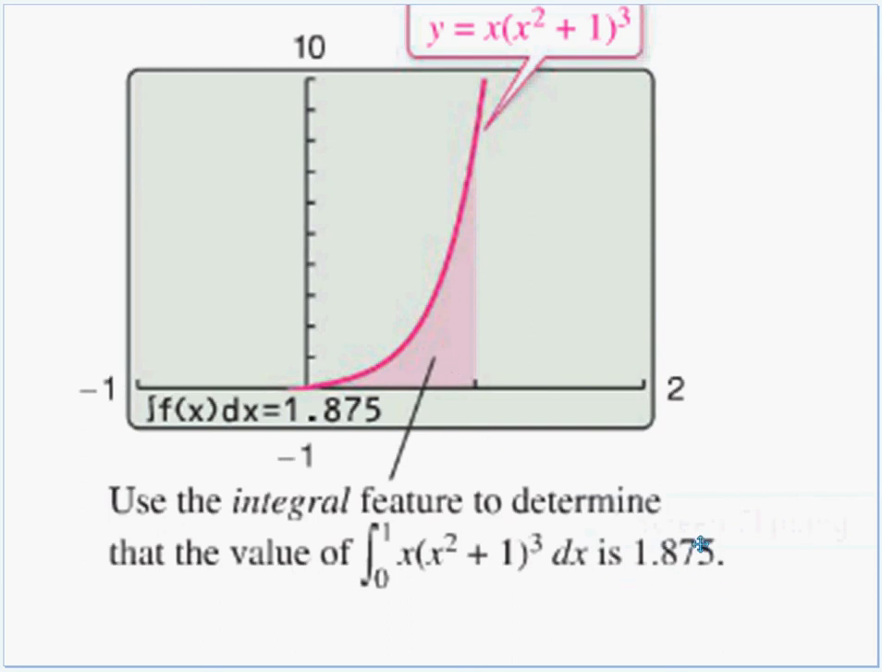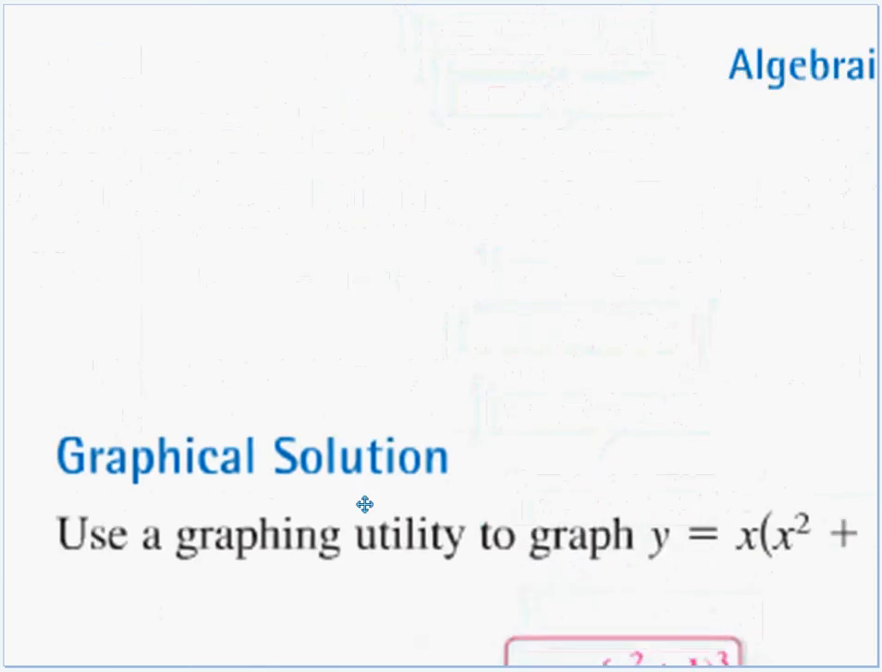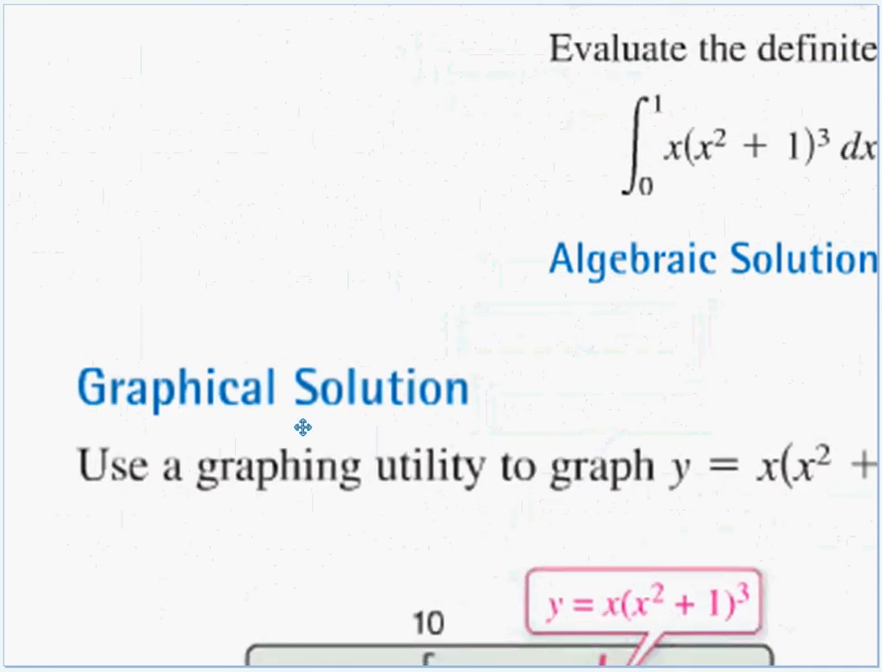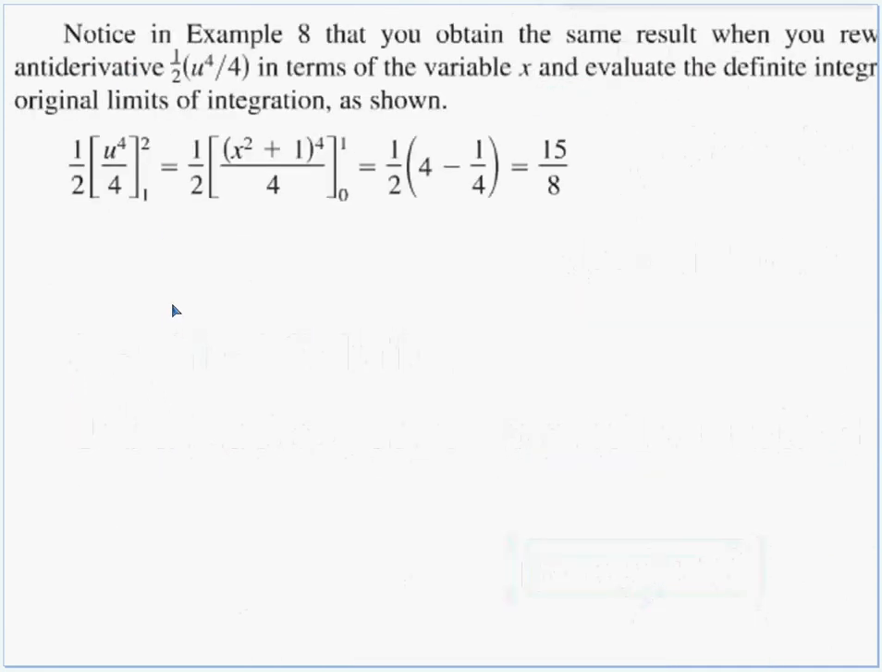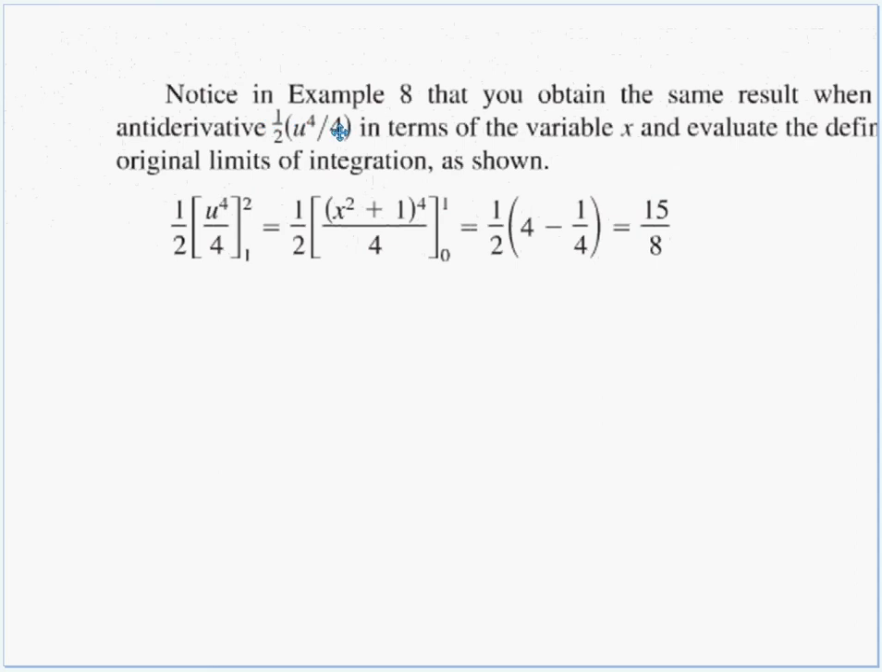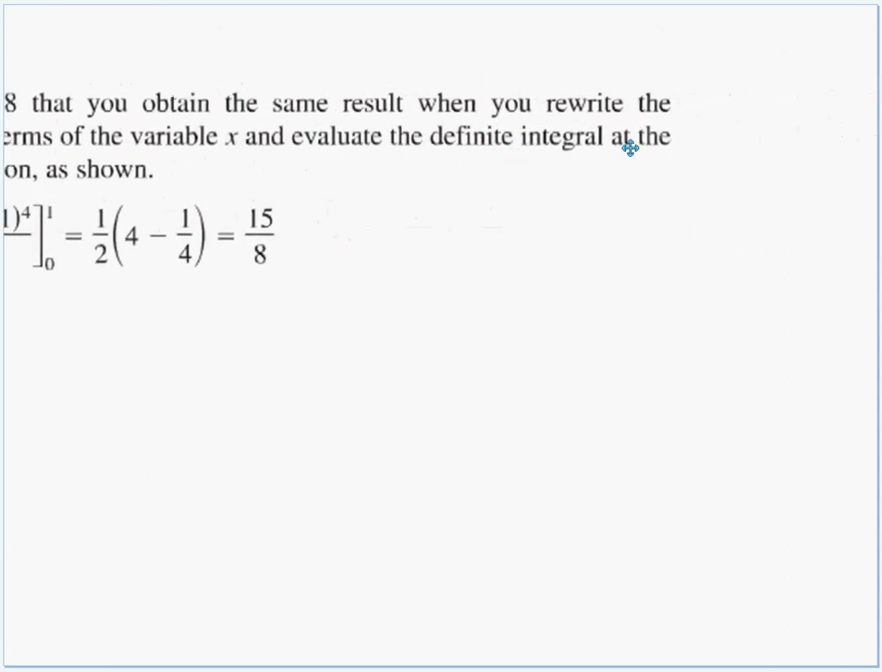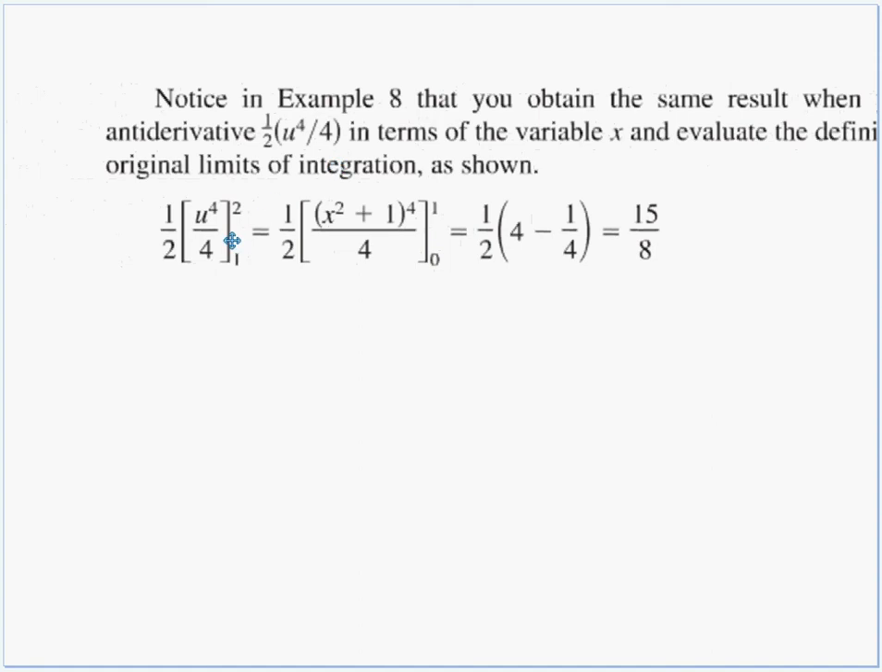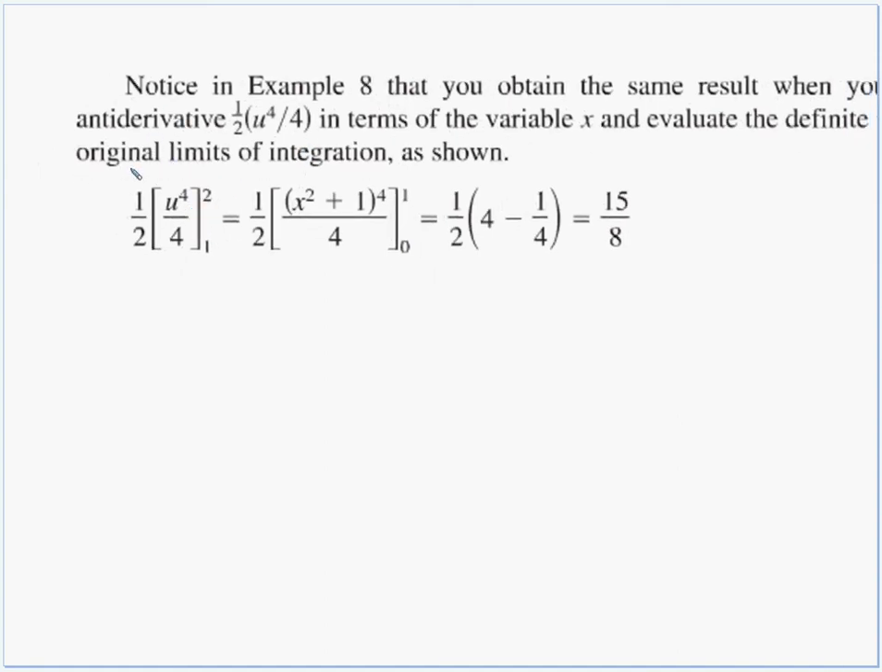15/8. So notice in example 8, we would attain the same result when we rewrite the antiderivative, 1/2 u to the 4th over 4, in terms of x and evaluate the definite integral with the original limits. So here is where we did our u sub. And if we put our u back in, x squared plus 1, we would evaluate the old limits. So the 1 would jump in, the 0 would jump in, we'd do our computations, we'd get the exact same answer, 15/8. Sometimes it's just easier to convert to u's and never convert back.